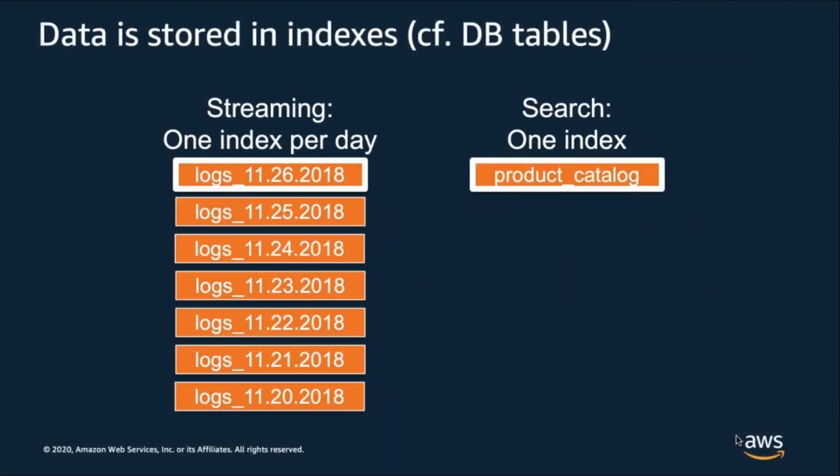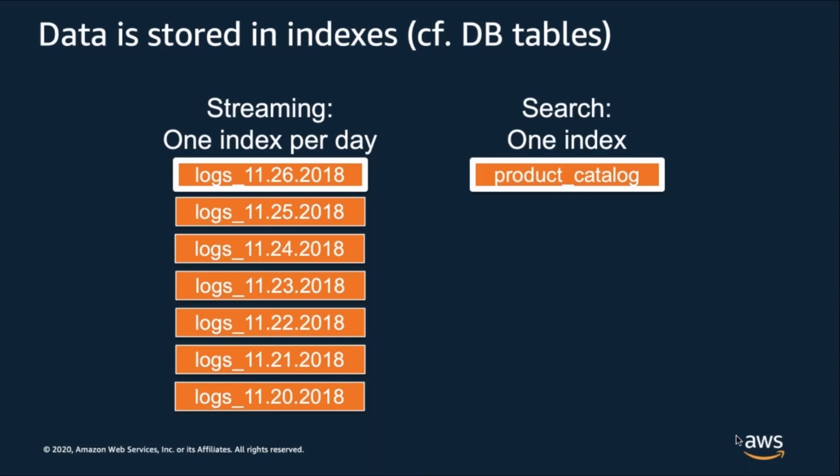Within Elasticsearch, when you send your data in, you're going to store it in an index. An index is actually a high-level conceptual construct that organizes the data within your domain. You can compare it with a database table. It's not a perfect analogy, but it's close enough.